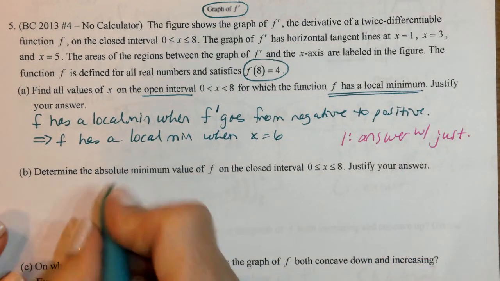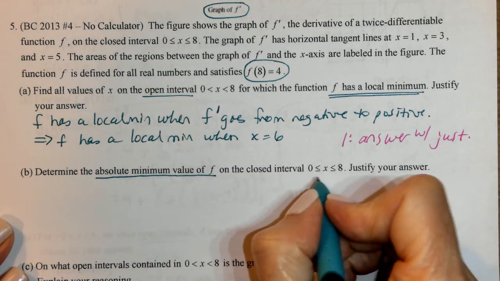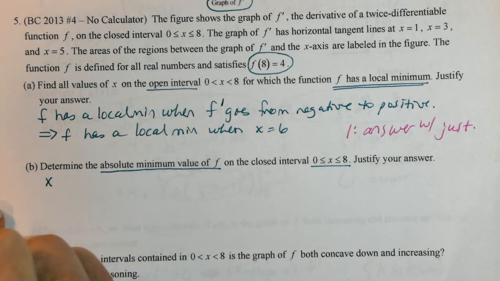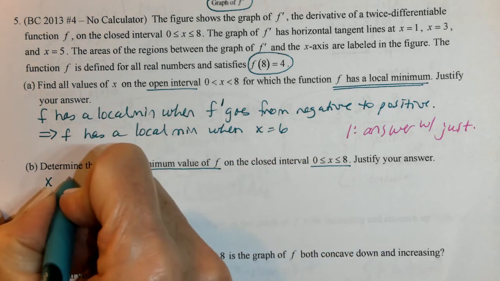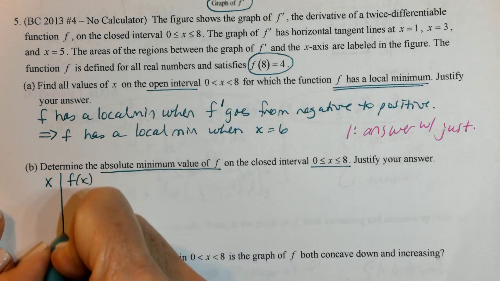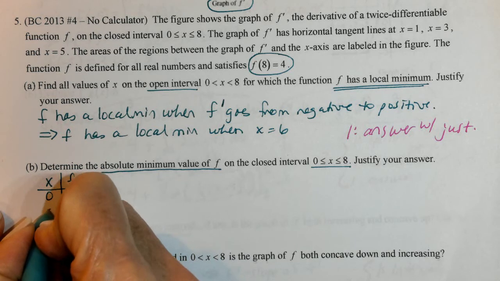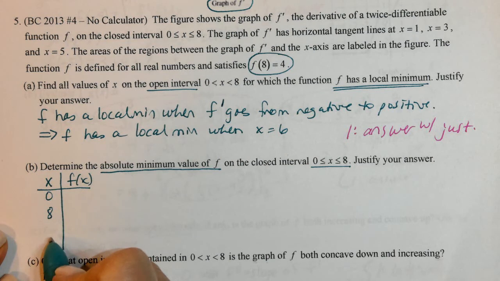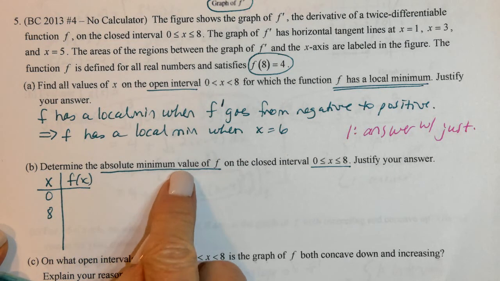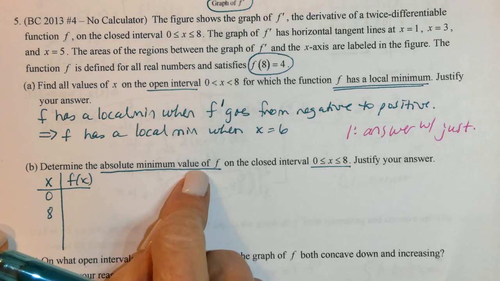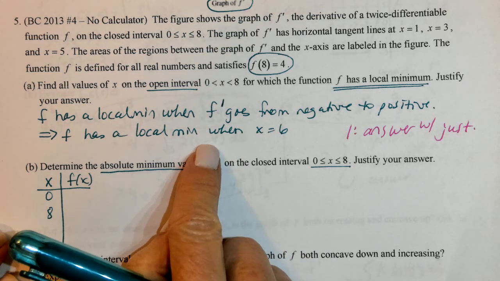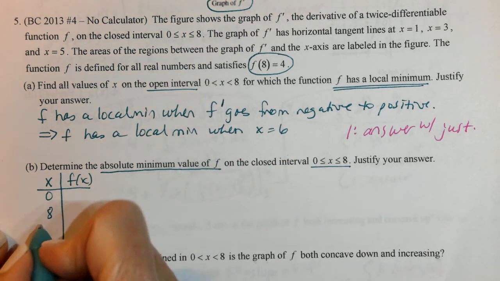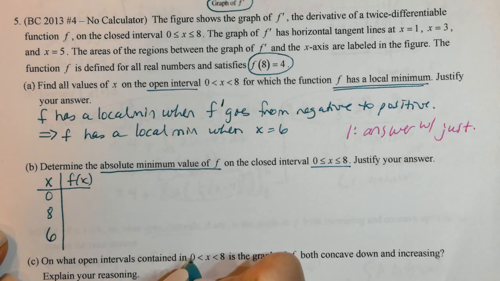Part B. Determine the absolute minimum value of f on the closed interval 0 to 8, and we have to justify. Closed interval test. The independent variable is x. We're finding the absolute minimum value of f. I begin with my boundaries. And then I also put any values of x that could be a relative min. Well, in part A, we found the value of x where f had a relative min. So I know I'm going to be putting 6 down here.